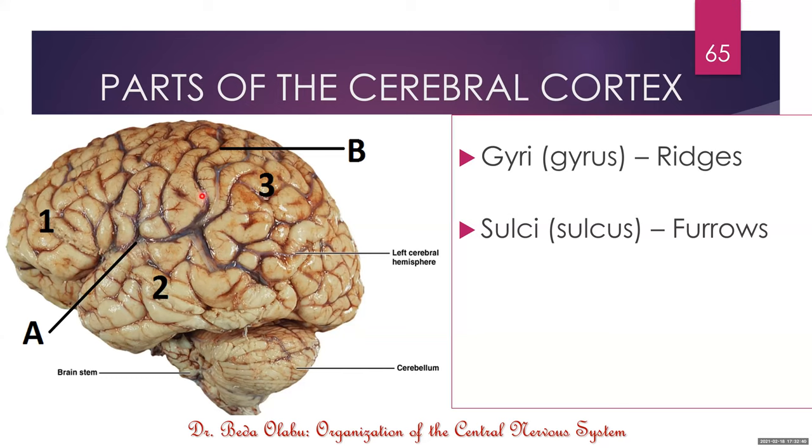Then this one here is another one called the central sulcus. The central sulcus was described by someone called Rolando, and so we call this the Rolandic sulcus. With the presence of the Rolandic sulcus there, and the presence of the lateral sulcus here, we divide the cerebral cortex into lobes.